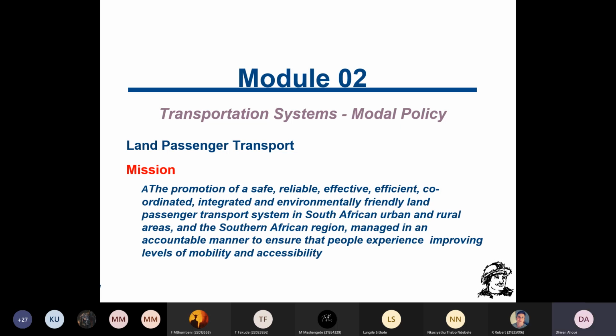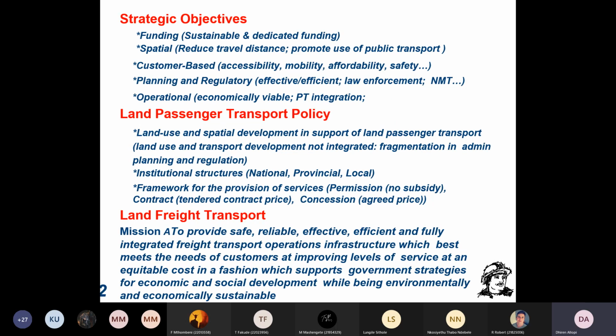So here we're looking at land passenger transport, and then you have various strategic objectives ranging from funding, spatial, customer-based, planning to operational. And if you take each one, when we talk in terms of funding, yes, it has to be sustainable, should have dedicated funding. When we refer to spatial, reducing travel distance, promoting use of public transport, you can see it comes up again, promoting the use of public transport. When we talk in terms of customer base, yes, how accessible is the mode of transport?